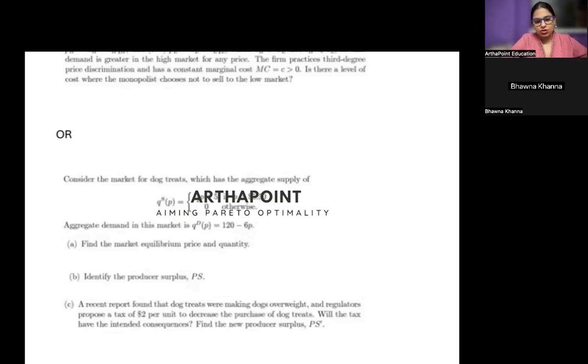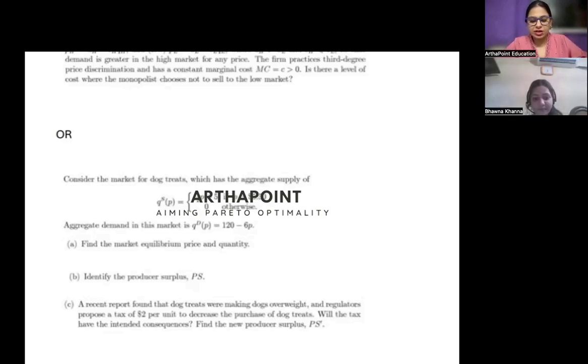Let's start. What is your market equilibrium, and the market price and quantity coming out to be? Okay, so market price is coming out to be 230 by 13 and quantity is coming out to be 180 by 13. Correct. Then what about producer surplus?